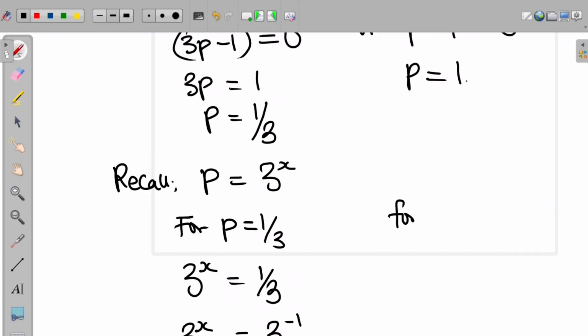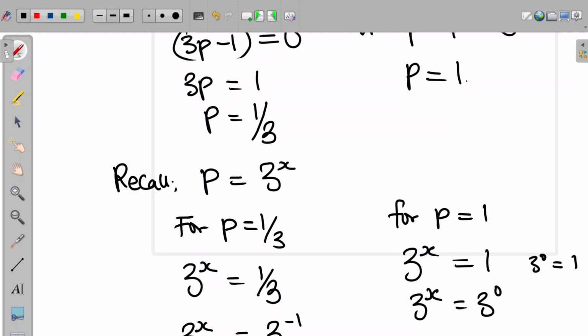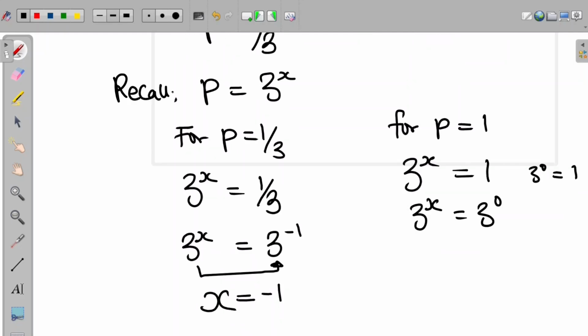Also, for p equal to 1, we have it that this is 3 raised to the power of x equal to 1. But recall that 3 raised to the power of 0 is equal to 1. So we have it that 3 raised to the power of x is equal to 3 raised to the power of 0. So since their bases are the same, their indices should also be the same. So x is equal to 0.